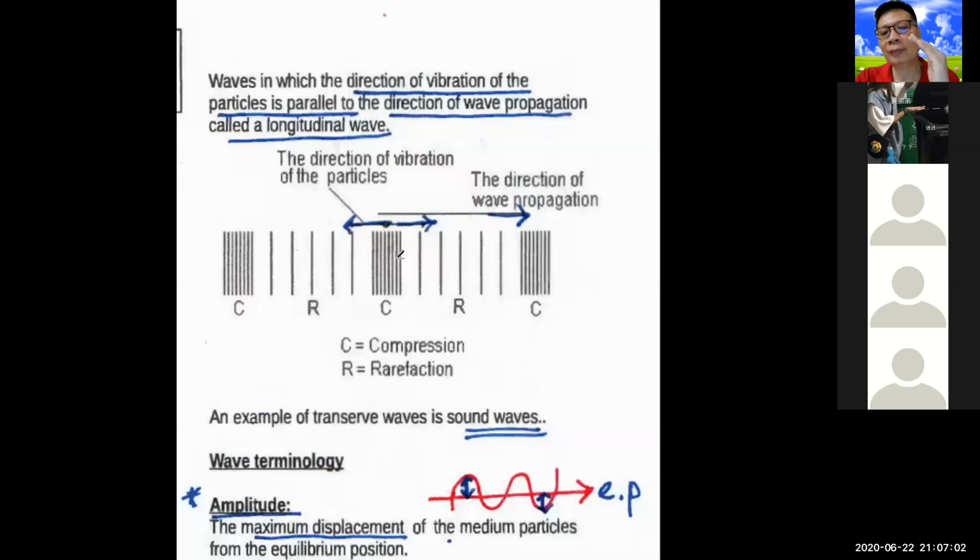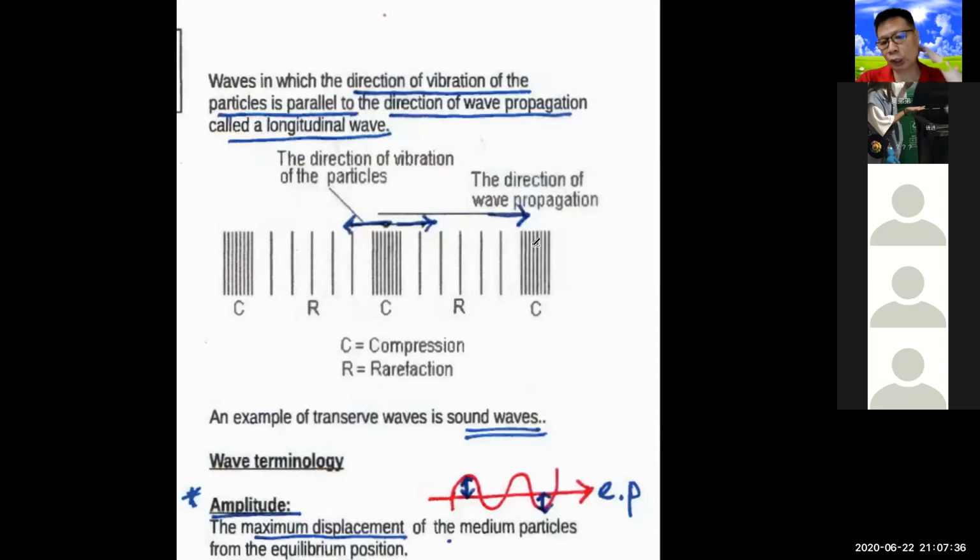Okay, direction of vibration is horizontal. Then direction of propagation is also horizontal. In this case, highlight here: a wave in which the direction of vibration of particles is parallel to the direction of wave propagation is called a longitudinal wave. Just now the transverse one is perpendicular. Now longitudinal wave, they are parallel. Direction of vibration parallel to the direction of propagation.